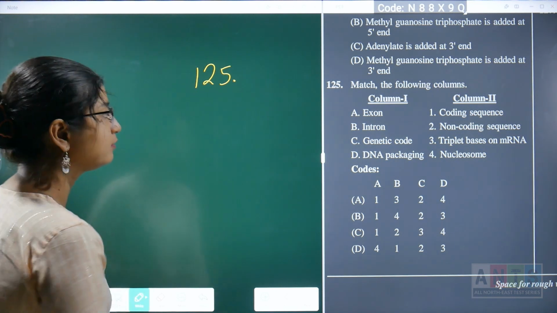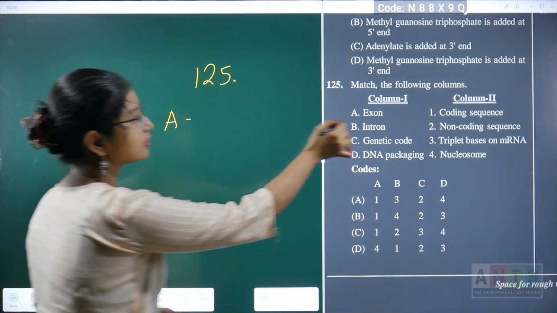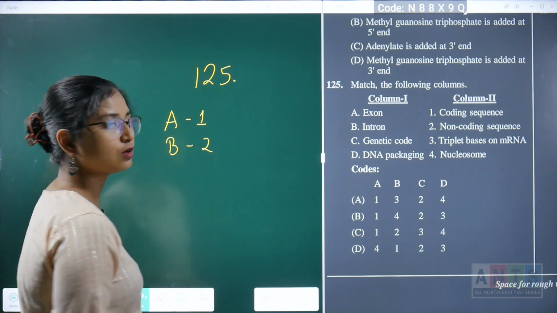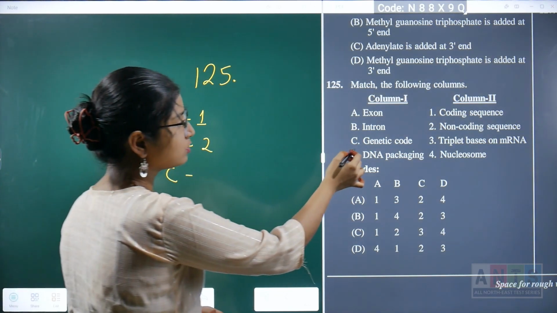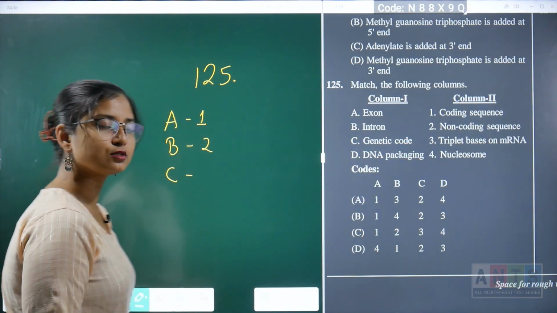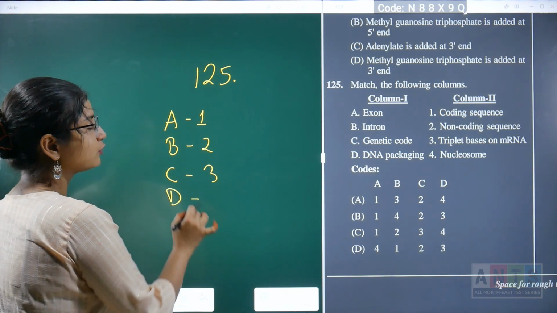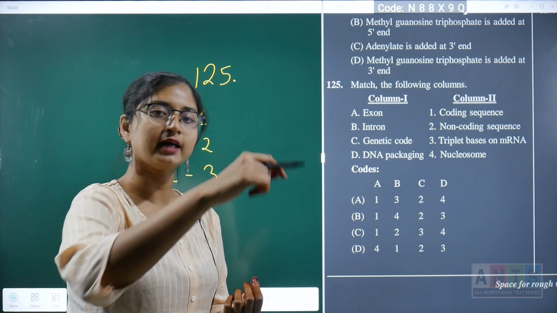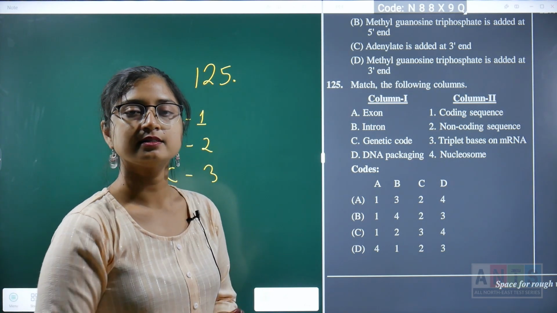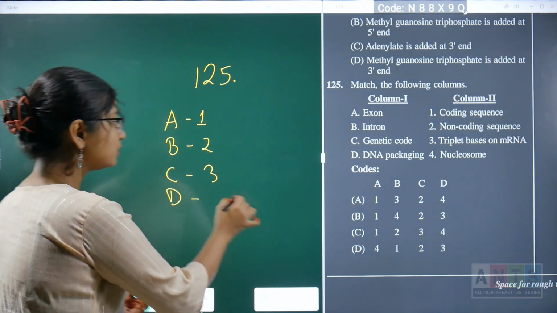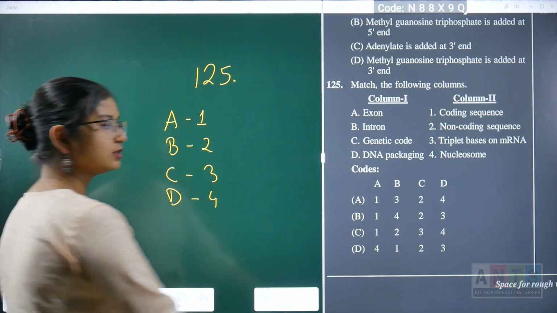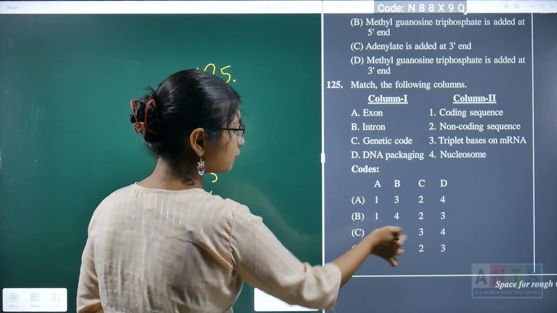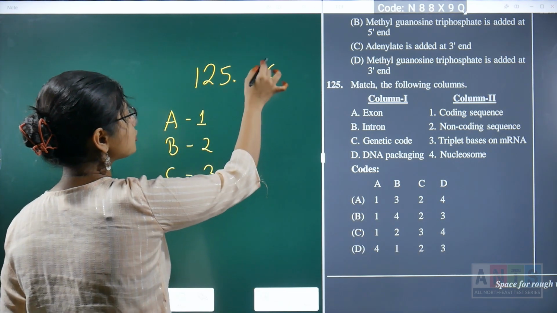Now question number 125, match the following. Exons are considered to be coding sequences, whereas introns are considered to be non-coding sequences. The genetic code is based upon triplet basis on the mRNA. Whereas for DNA packaging, what we observe is the histone octamer surrounding the DNA strand together results in a structure called nucleosome. So D4. So based upon this, the correct code is A1, B2, C3, D4. 1, 2, 3, 4. So correct answer is option C.